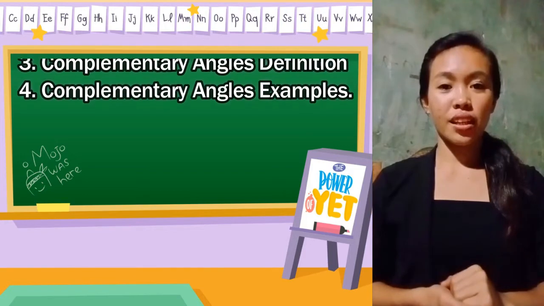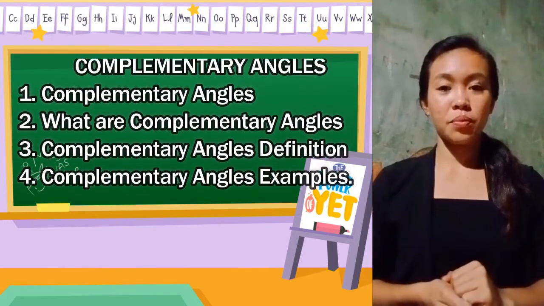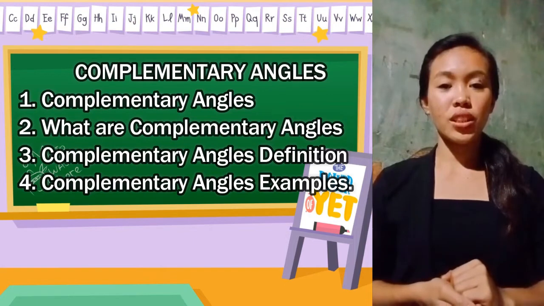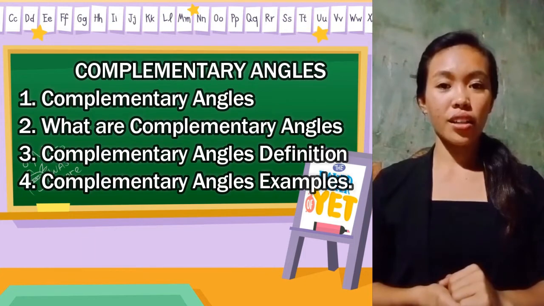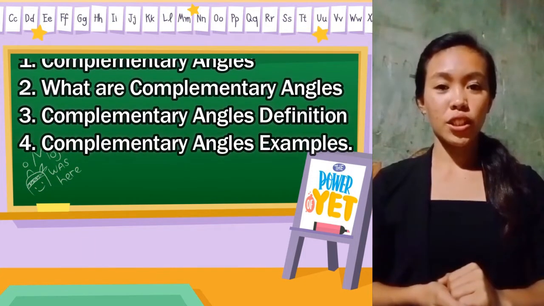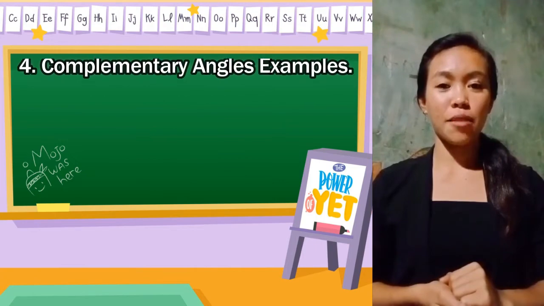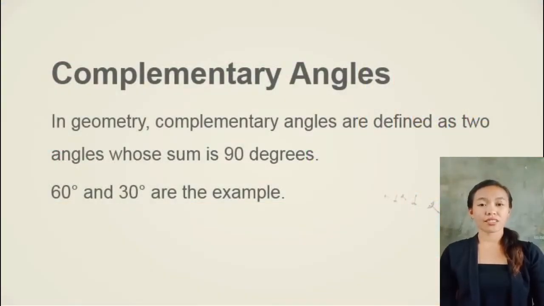Today I'm going to discuss complementary angles. But before we start, the lesson that I will tackle for today is complementary angles. What are complementary angles? Complementary angles definition and complementary angles examples. In geometry, complementary angles are defined as two angles whose sum is 90 degrees. In other words, angles that add up to 90 degrees are known as complementary angles. So, 60 degrees and 30 degrees are the main examples.